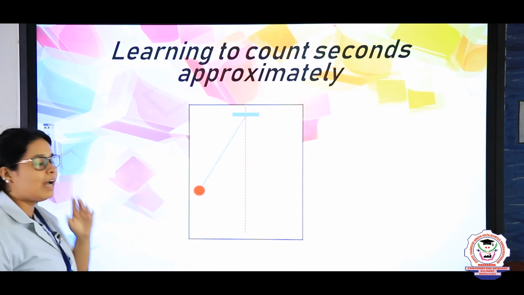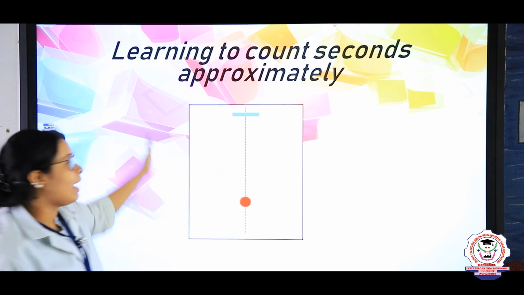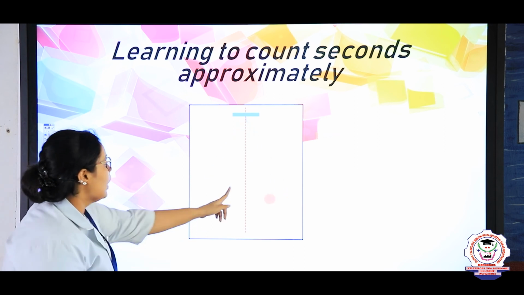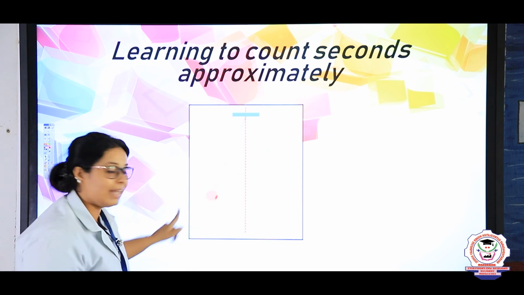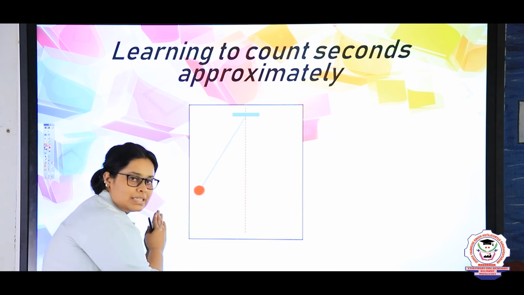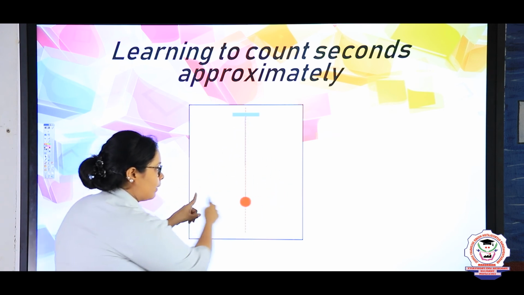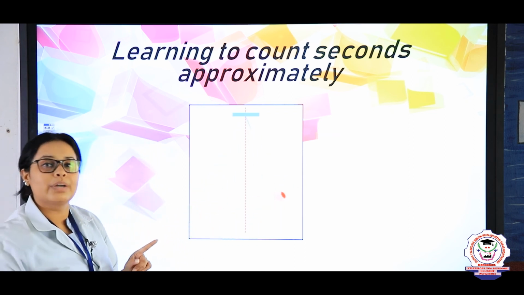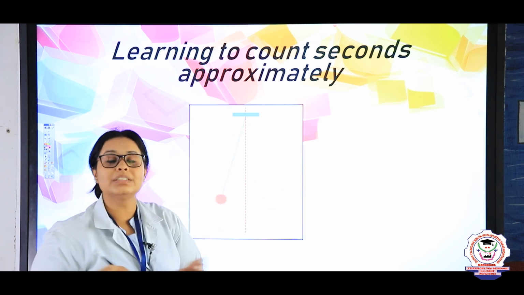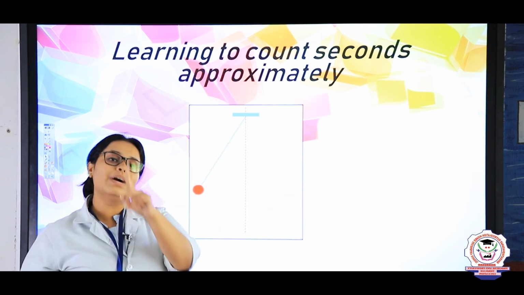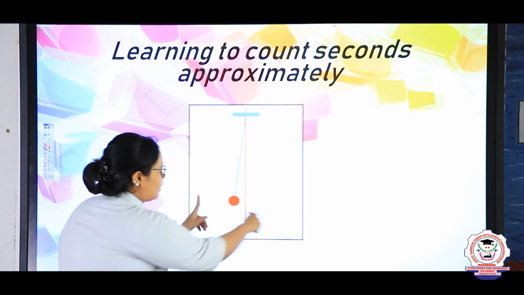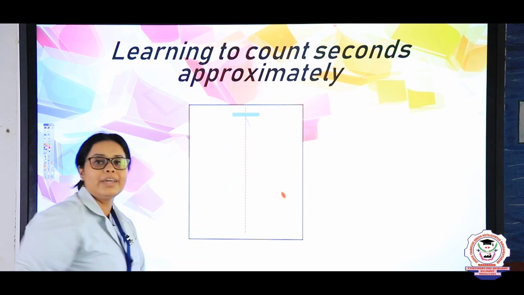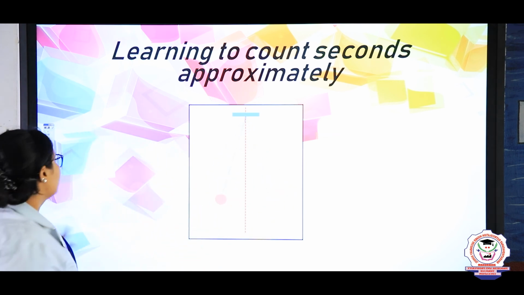Very good. Now see here how to count the seconds approximately. So students, how to count the seconds in this pendulum, like 1, 2. That means if we start from here, it goes 1, 2, 3, 4. That is how we need to count. When one oscillation is completed, that time we calculate as 1 second. So again let's do it. 1, 2, 3, 4. So this is the way to count the seconds in a pendulum, right students?